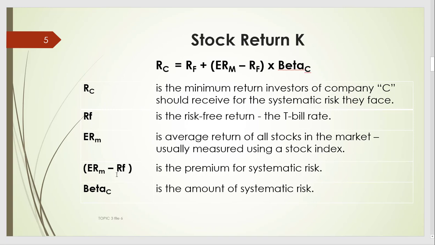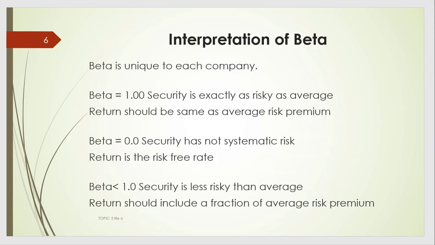Here beta is the amount of systematic risk it has. If it's a beta of 1, we say that it's exactly as risky as average. If it's a beta of 0, it has no systematic risk. If it's a beta greater than 1, it's more risky than average. Beta less than 1 is less risky than average. And so the risk premium is allocated based on the amount of systematic risk, based on the amount of beta.